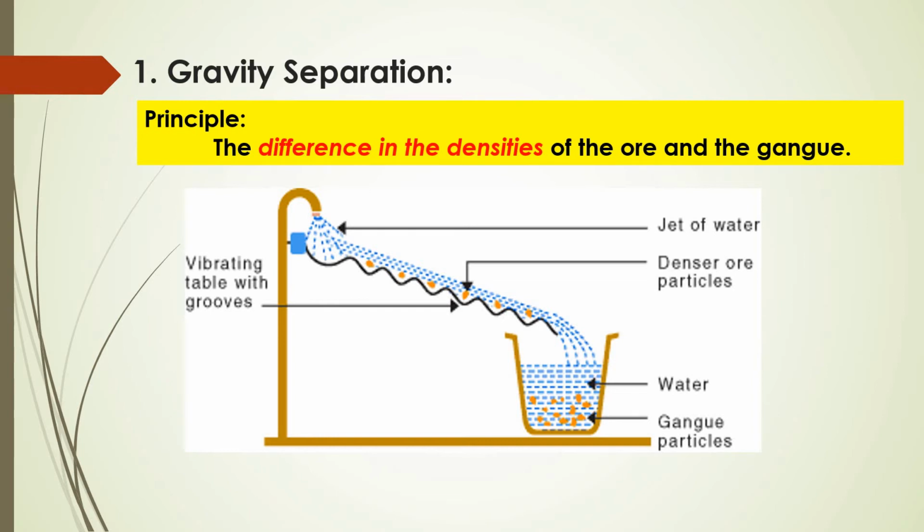Now once the gravity separation is done, the gangue which gets collected at the bottom is removed, and the ore which gets collected in these grooves is collected separately, and hence the ore which we get is the concentrated ore. Now we apply this gravity separation to oxide ores of iron and tin, because iron and tin oxides are a little heavier than the impurities present in their ore.